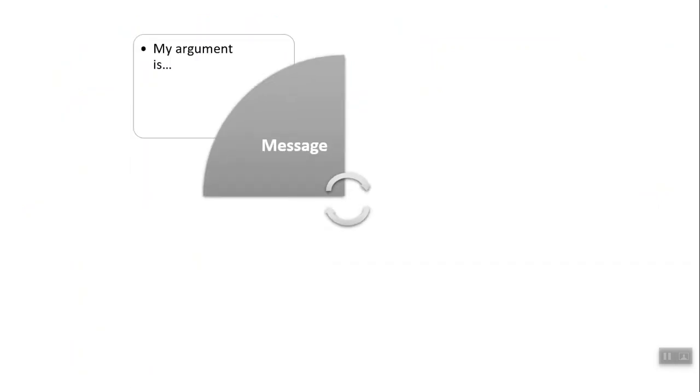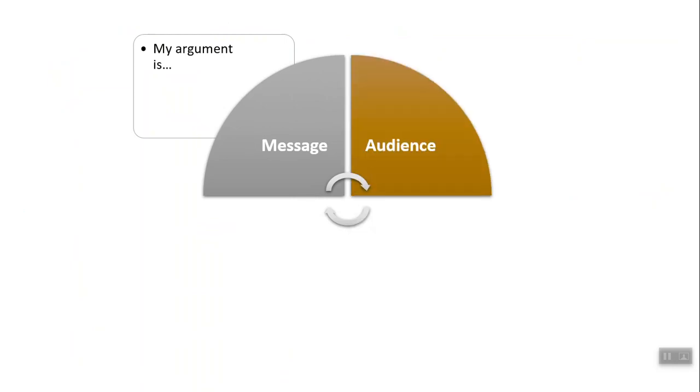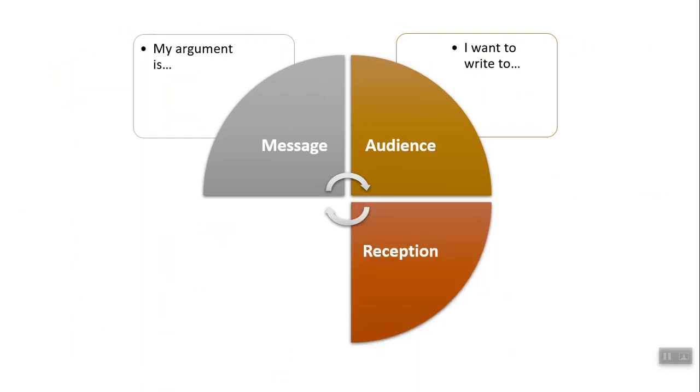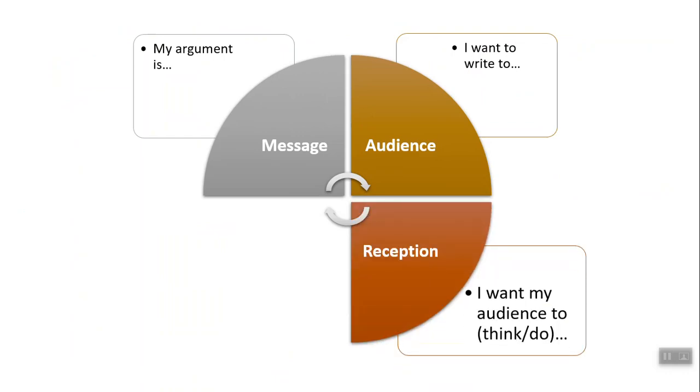So when you're doing this type of writing, if you're doing persuasive writing or persuasive presentation, or you're creating marketing or writing copy for ads, the first thing is the message. The message is basically your argument. So my argument is my message. Then we've talked a lot about audience. I want to write to my audience. So I have a message. I'm trying to convey that to a specific group of people. Reception. I want my audience to think or do.